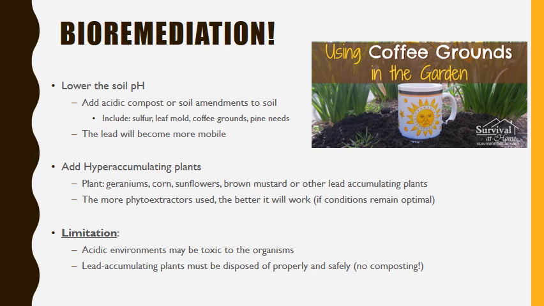Acidic environments might be toxic to things that already live there, and after the fact, lead accumulating plants like these corns or sunflowers must be disposed of properly. You cannot just compost it or put it back into the environment, or the lead goes right back in. Another issue is that you need a heck of a lot of coffee grounds to lower the pH of a large amount of soil.